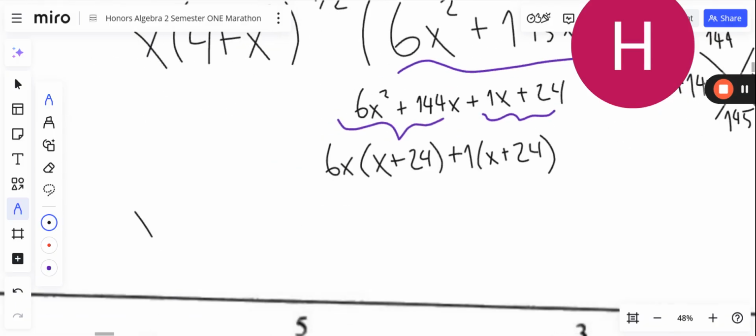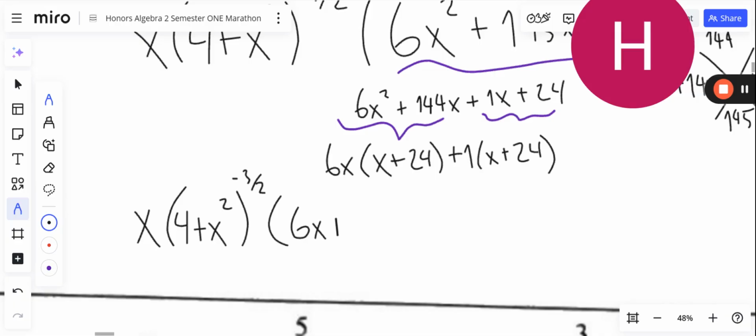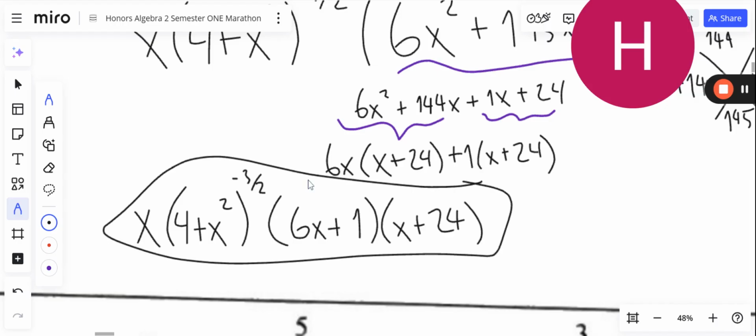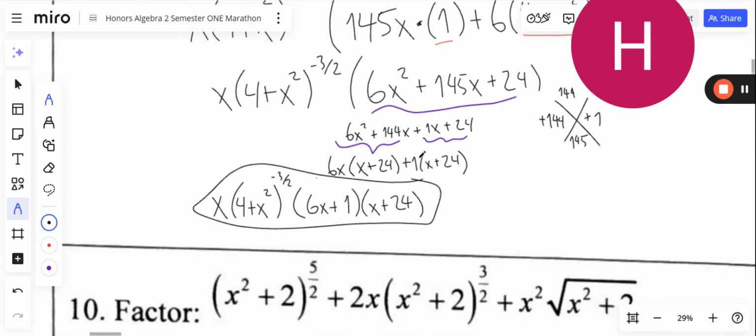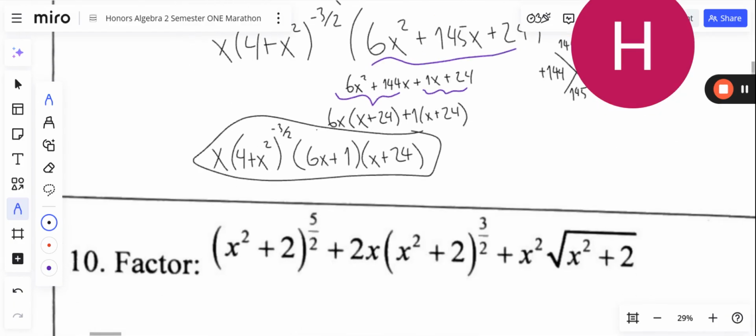So altogether, people, we have x times 4 plus x squared to the negative 3 halves times, oops, that doesn't look like a half. That also doesn't look like a 2. There we go. I swear I can draw 2s. Then we have 6x plus 1 and x plus 24. And this will be fully factored. Yes. Quite intense what we're going for here now.